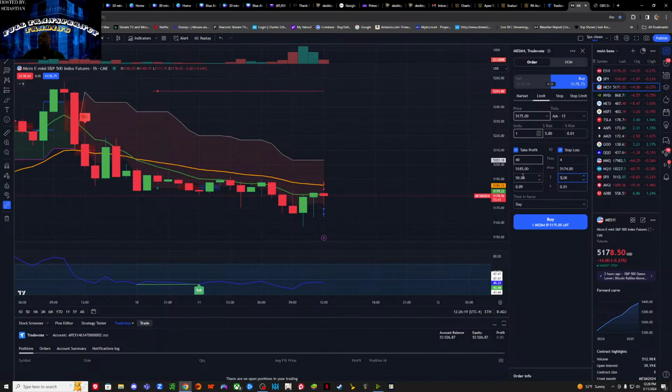Maximum loss $5, maximum gain $50. So if it moves 40 points, I get $50. And then if I draw down, what is this? $5, I'll lose $5. So each dollar is $1. And I could literally be like, I only want to lose $1. And then each dollar is $1.